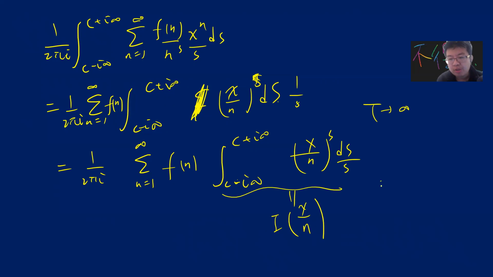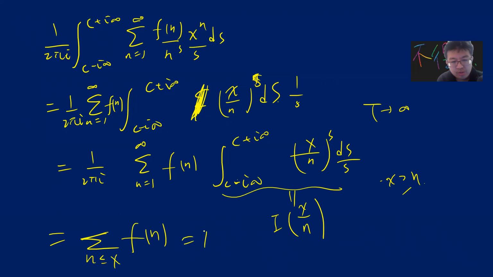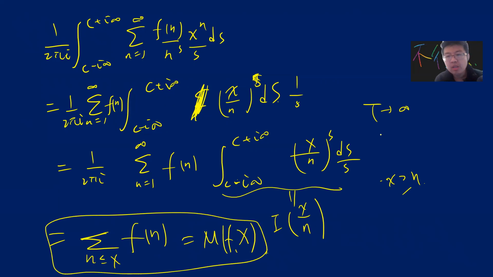Okay, so do the same thing, right? So these guys survive when x is greater than or equal to n. So these guys are just the summation of f of n for n less than or equal to x, which is M of f of x by our previous lemma. Okay, so now we have two kinds of Perron formula, and we also proved them. You can try to do the same thing for the error term, but I skip.